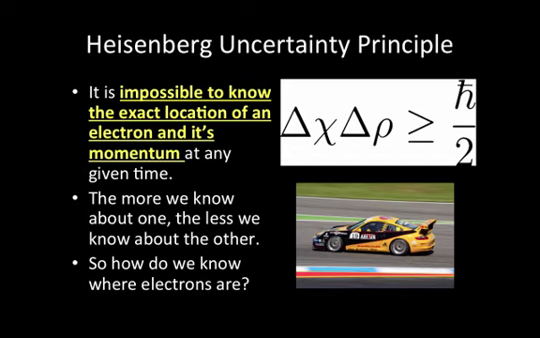So this brings up the concept of how do we know where electrons are located if the Bohr model is inaccurate? And we will cover that next time. So I want to kind of leave you with a little bit of a cliffhanger as to how we know where electrons are located. All right?